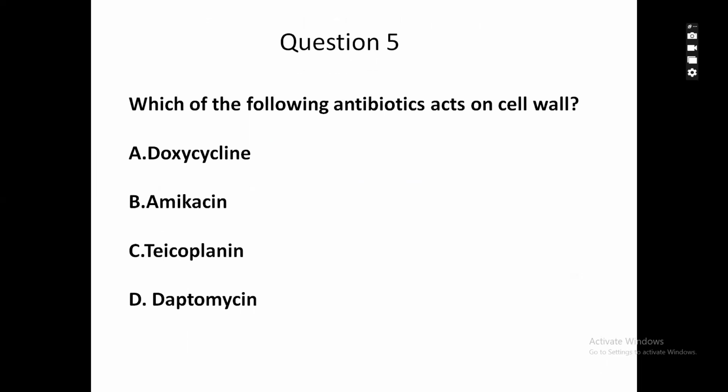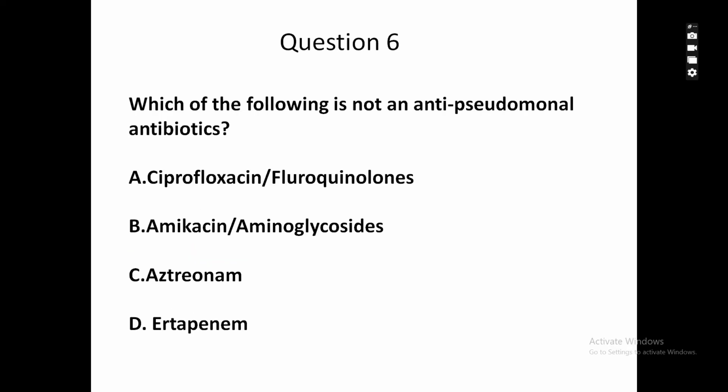So again, we have some questions for you. Which of the following antibiotics acts on the cell wall? The answer is very obvious: glycopeptide is there. So teicoplanin acts on the cell wall. You may be thinking of daptomycin, but daptomycin acts on the cell membrane. So these are the small tricks which you can get in the exam. So beware when you are attempting an MCQ, which is acting on the cell wall and which is acting on the cell membrane.